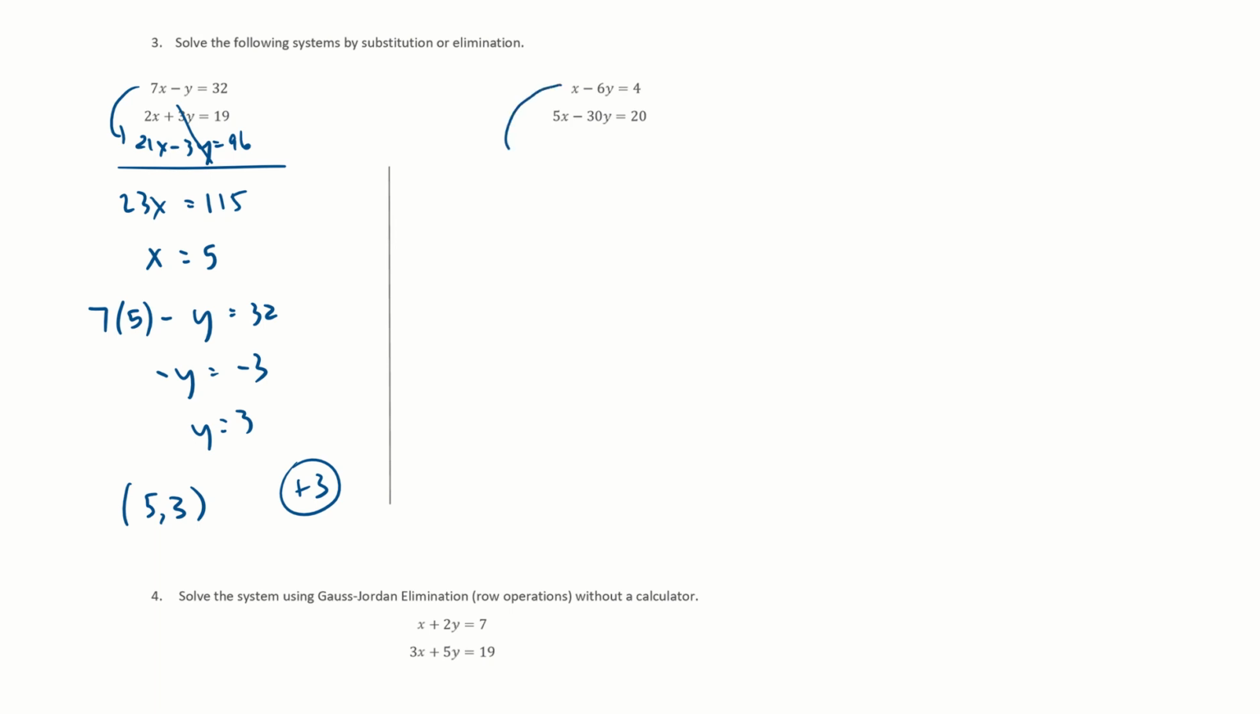Okay, so multiply this one by negative 5. Negative 5x plus 30y equals negative 20. And everything cancels. So what does that mean? There's infinitely many solutions. In other words, there's lots of x and y's that make them both true. Again, 3 points each.